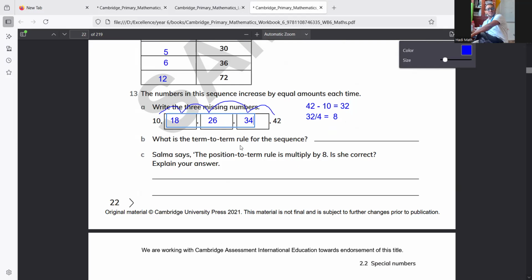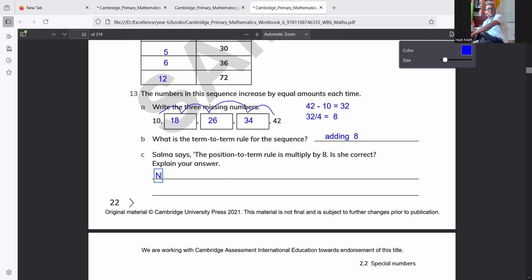They say, what is the term-to-term rule? The term-to-term rule is add 8 or adding 8. You could say add 8 or adding 8 every time. They say Selma says the position-to-term rule is multiply by 8. Is she correct? Explain your answer. Okay, the position to term is multiply by 8?